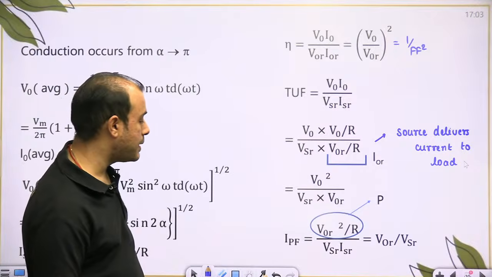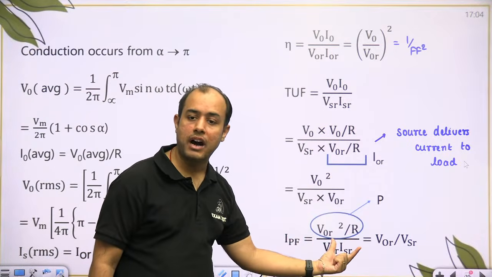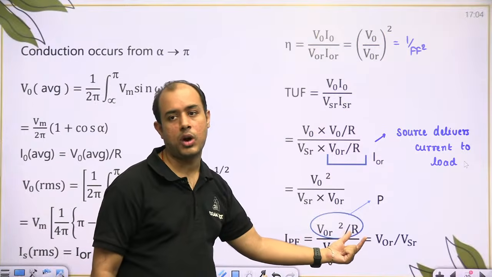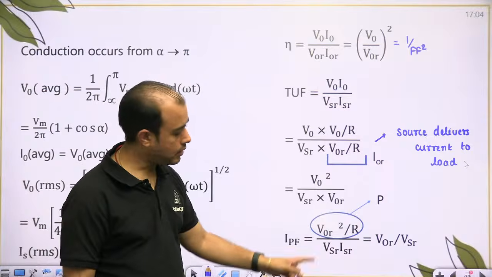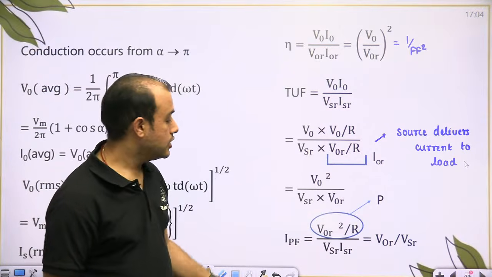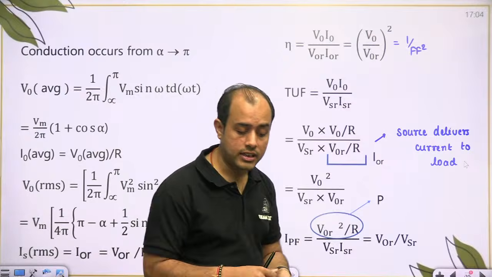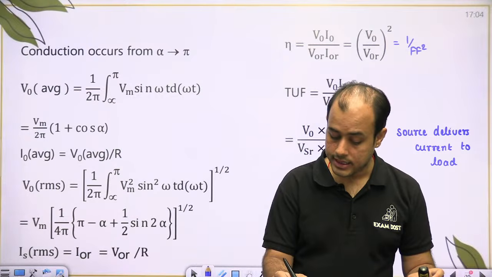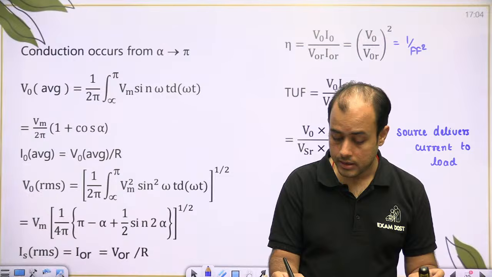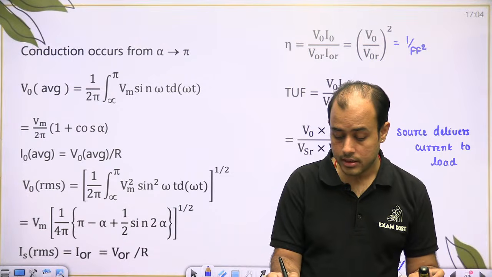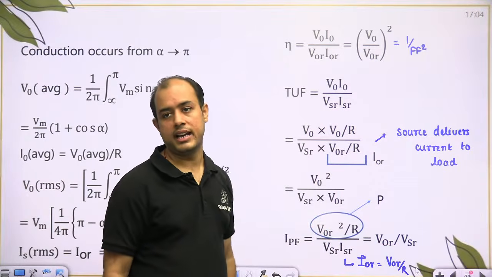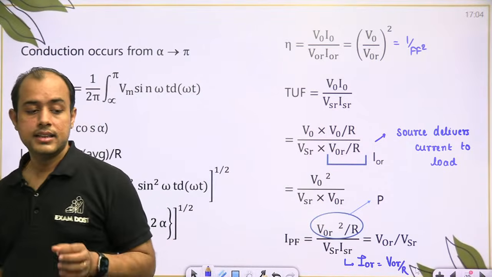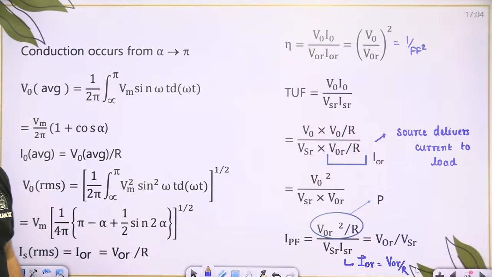What about the input power factor? Output power in a resistor is V RMS square by R, divided by apparent power at the input, VS RMS, IS RMS. So now IS RMS will be V naught RMS by R. IS RMS is same as I naught RMS, V naught RMS by R. So you get simply output RMS by supply RMS. For R load beta, the simple method of power factor is V naught RMS by VS RMS.